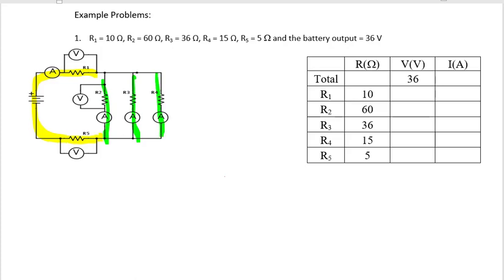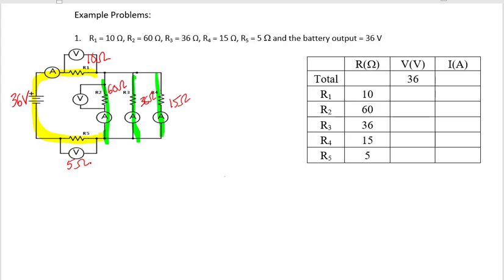The values that we're given are that the battery voltage is 36 volts. These are already actually put into the table. The first resistor is 10 ohms, R2 is 60 ohms, R3 is 36 ohms, R4 is 15 ohms, and R5 is 5 ohms.